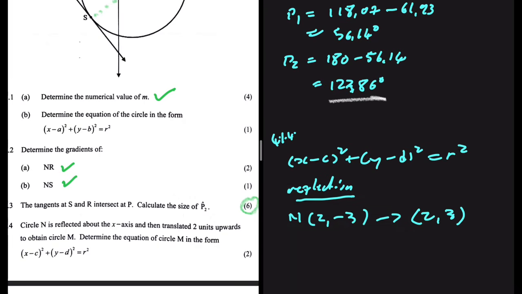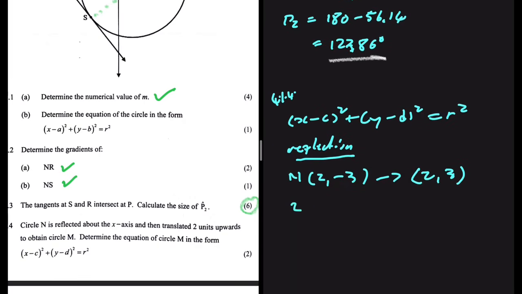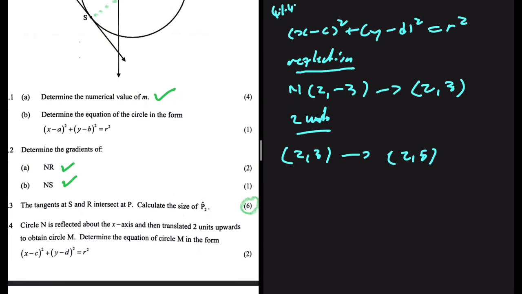And now we need our translation, 2 units upwards. How will that affect our equation? Now we have 2 and 3. We need to move 2 units upwards. From +3, if we move 2 units upwards, then we're going to have 2 and 5. If we moved 2 units upwards before the reflection about the x-axis, we were going to have 2 and -1. But we're reflecting about the x-axis first before our translation. Hence, we have 2 and 5 as the coordinates of our center.